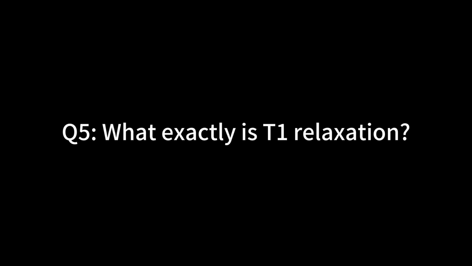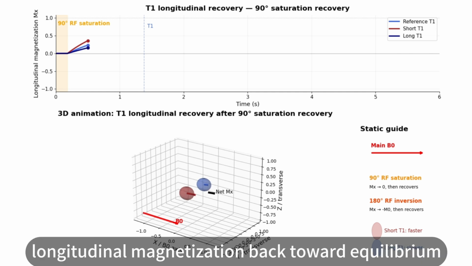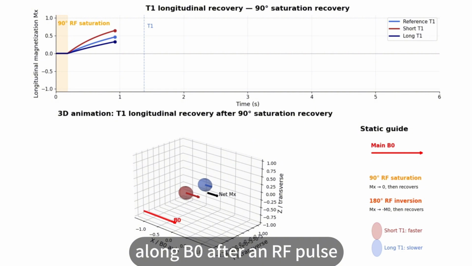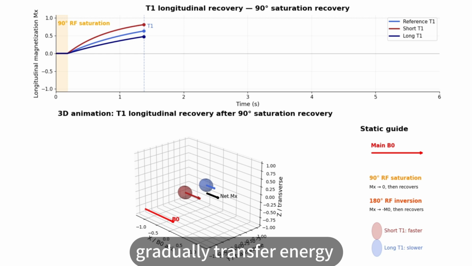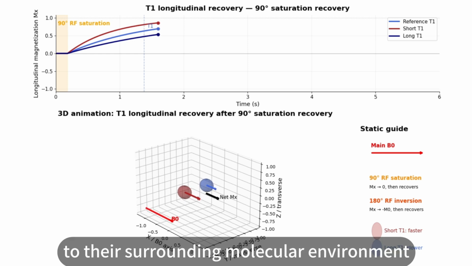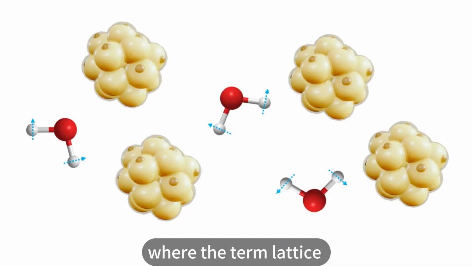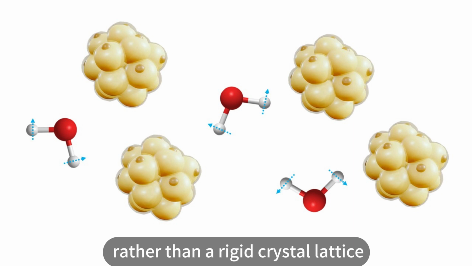What exactly is T1 relaxation? T1 relaxation is a gradual recovery of longitudinal magnetization back toward equilibrium along the B0 after an RF pulse. This recovery occurs because the excited spins gradually transfer energy to their surrounding molecular environment. For this reason, T1 is also known as the spin lattice relaxation, where the term lattice simply refers to the surrounding tissue rather than the rigid crystal lattice.